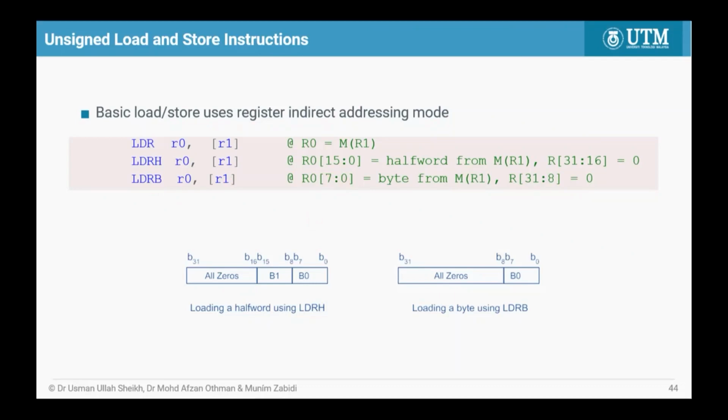For LDRH, you just take the 16-bit number from the source location, and the remaining 16 bits of the destination register will be filled up with 0. For loading a byte using LDRB, you just take an 8-bit number, and the remaining 24 bits will be filled up with zeros. Later we will see more details on this part.